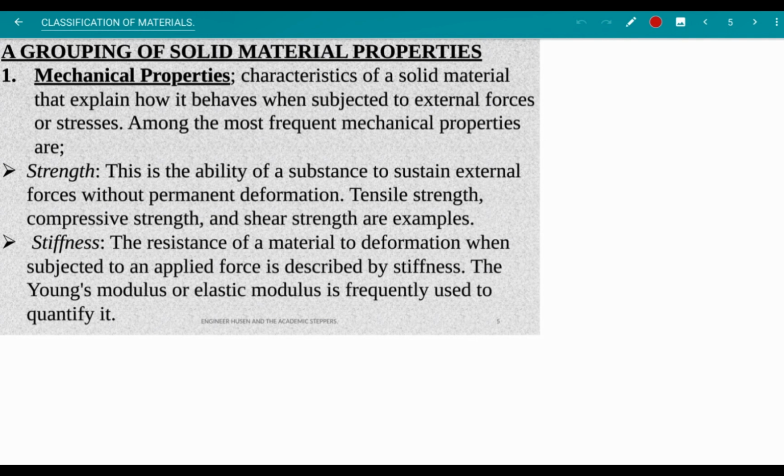Common examples of mechanical properties, we have strength. Strength is just the ability of a substance to sustain external forces without permanent deformation. We have several types: tensile, compressive, and shear strength. Stiffness is just the resistance of a material to deform when subjected to a certain amount of force. The Young's modulus and the elastic modulus are some of the ways we can quantify it.